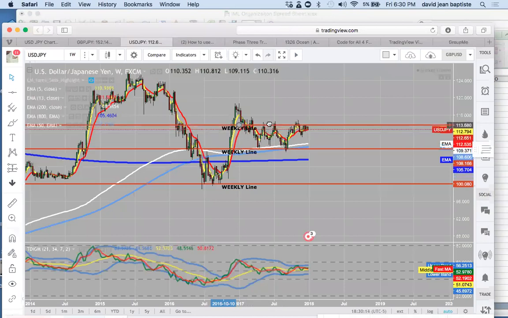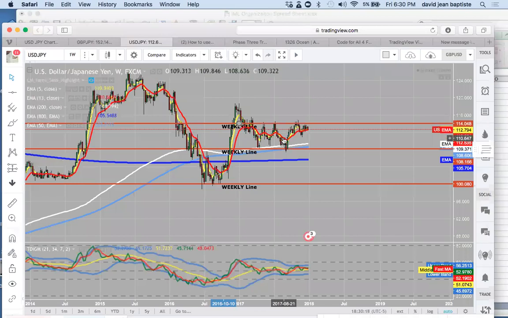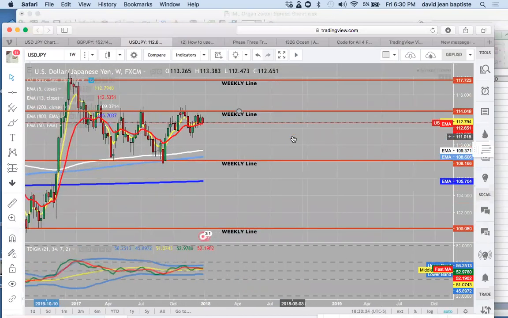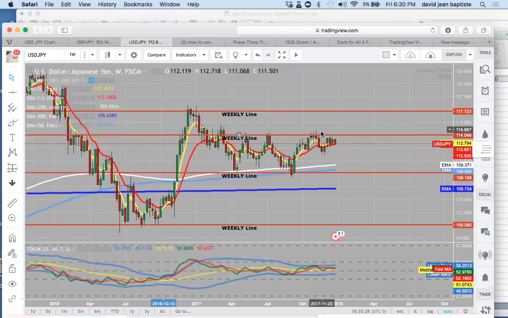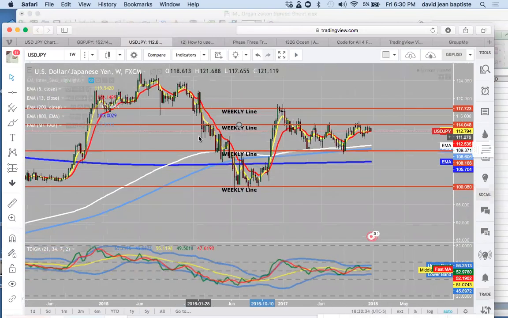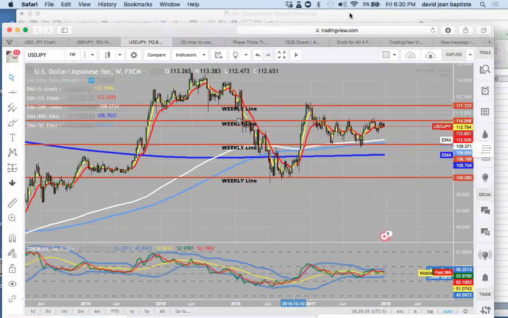All right. Another one would be right here. It doesn't have to be accurate. As long as you get the wicks, that's all that matters. When you zoom in on the weekly, you see 1, 2, 3, 4, 5, 6, 7, 8, 9, 10, 11. There's a lot of wicks that touch the weekly line. So you would want to maximize this as much as you can.